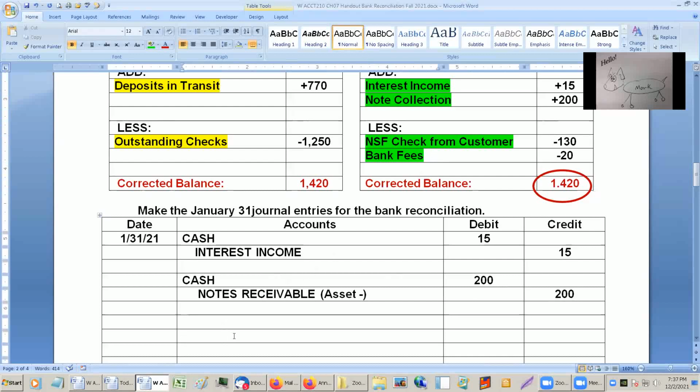Now our cash is going to go down, right? We thought it was good. Now we have to adjust our cash because it will go down. Now what goes on the other side? Are we just going to forget about the 130? No, you can't forget about it. Whoever gave you this check, they owe you $130.